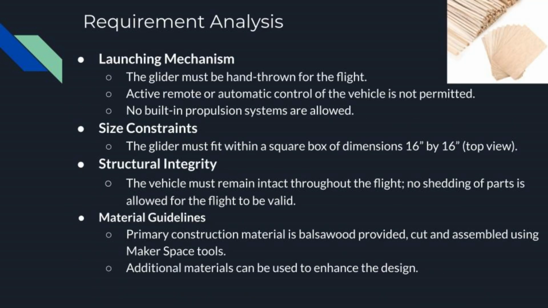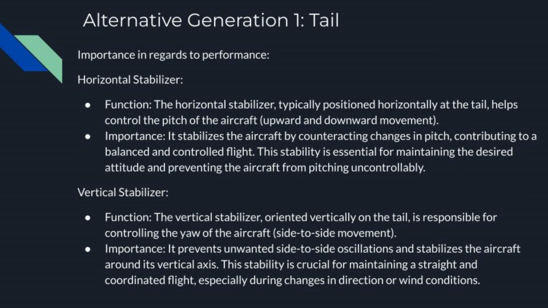So for the requirement analysis, the launching mechanism is that the glider must be hand-thrown for the flight, no active remote or automatic control of the vehicle, and no built-in propulsion systems. So for the size constraints, the glider must fit within a square box of dimensions 16 inches by 16 inches from the top view. As for the structural integrity, the vehicle must remain intact throughout the flight. No shedding of parts is allowed for the flight to be valid.